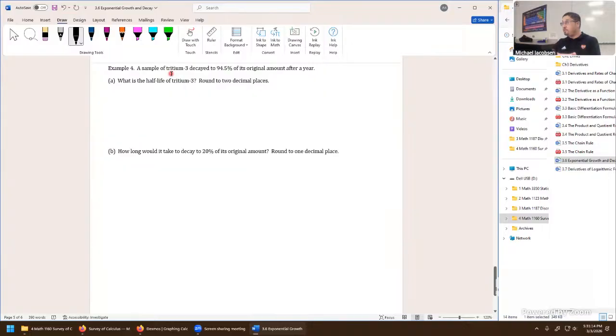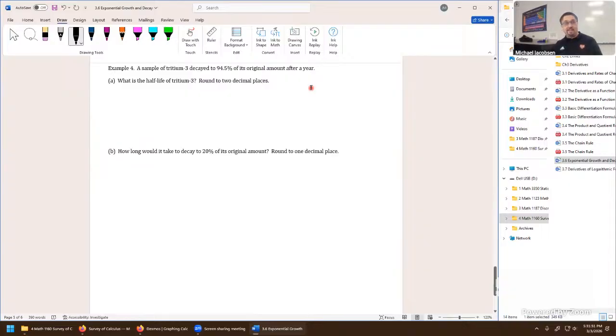We're looking into a sample of tritium-3. If I recall right, last time I looked into this, it's something that's used in medical imaging. I think it's a contrast of some kind before you do some kind of CT scan, potentially. I would have to Google that again to be absolutely sure. We're told that it's decayed to 94.5% of its original amount after 1 year. So in contrast to the plutonium-239, this one's more unstable by quite a lot. It's disintegrating rapidly before our eyes in just 1 year.